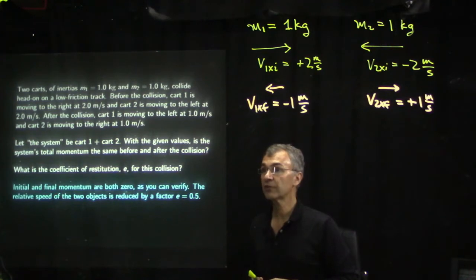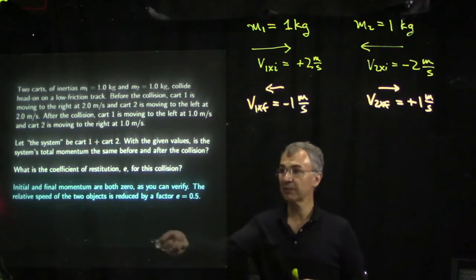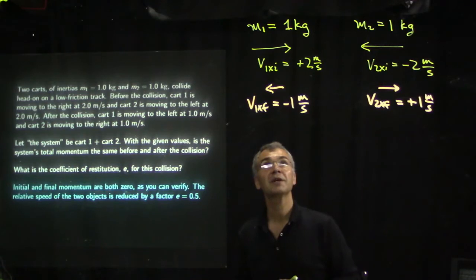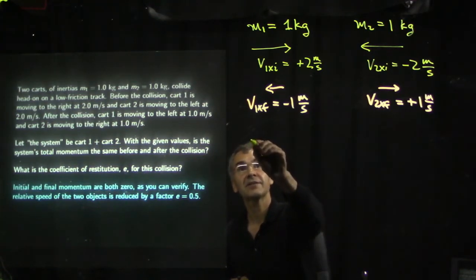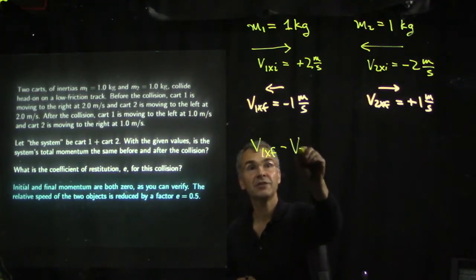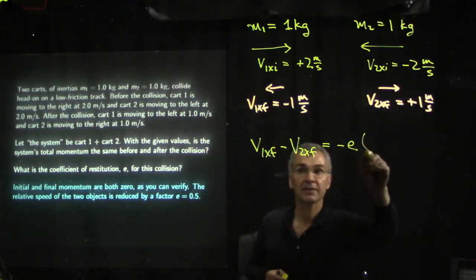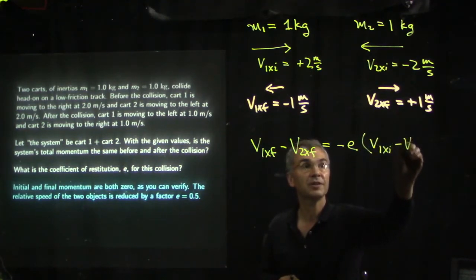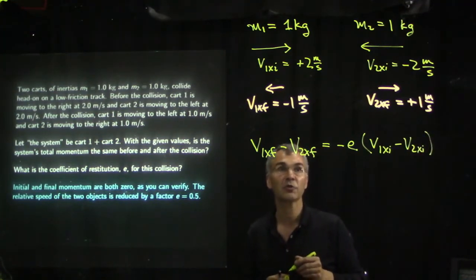What is the coefficient of restitution, e, for this collision? Well, I guess I put the answer down here. Normally there would be like a pause between slides. So the restitution coefficient, remember that v1xf minus v2xf is minus e times (v1xi minus v2xi). So it's basically the ratio of the relative speeds before and after.